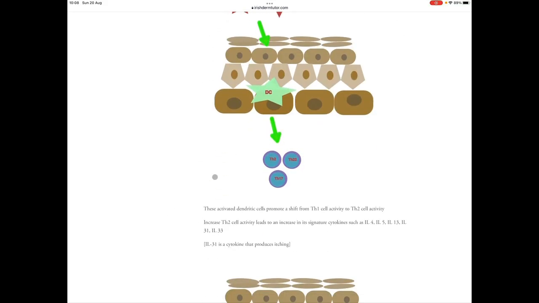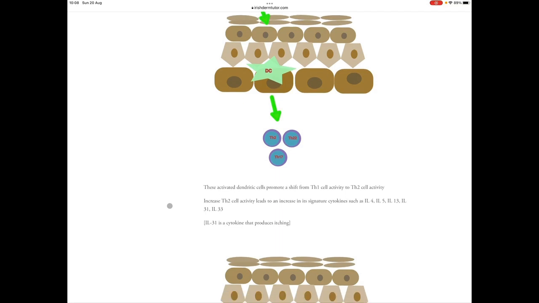And this presents signals to the T helper cells, and what you get is a shift away from T helper 1 cell activity to T helper 2 cell activity. And this means that T helper 2 cells lead to an increase in the signature cytokines that result from this pathway. So you get an increase in cytokines interleukin 4, 5, 13, 31 and 33. And just of note, IL-31 is a cytokine that produces itching, and some newer agents target this.